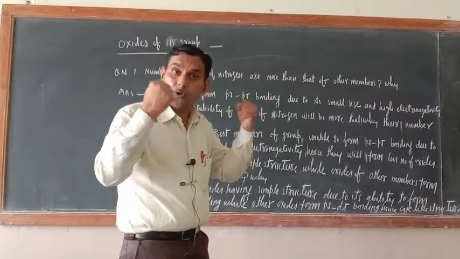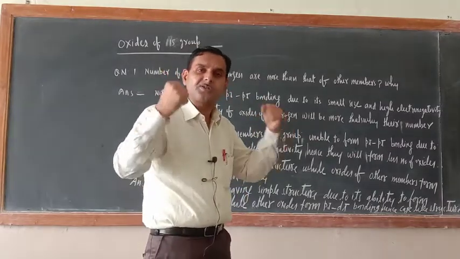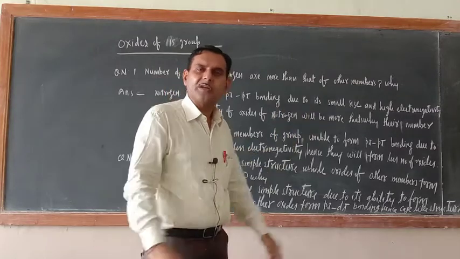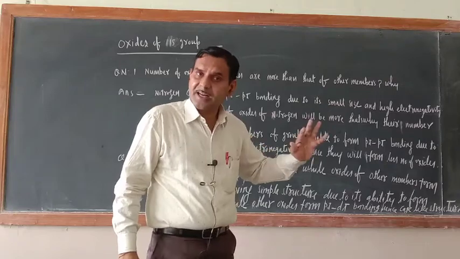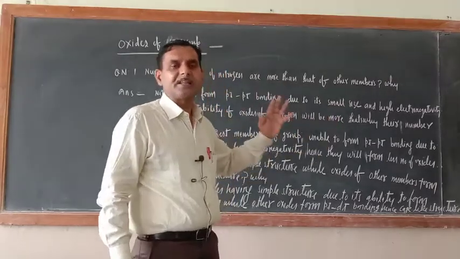Means their bond is robust. If the bond is robust, they are stable. Hence their number is more. They will not disintegrate, they will not degenerate in nature. So that is why their number is more.